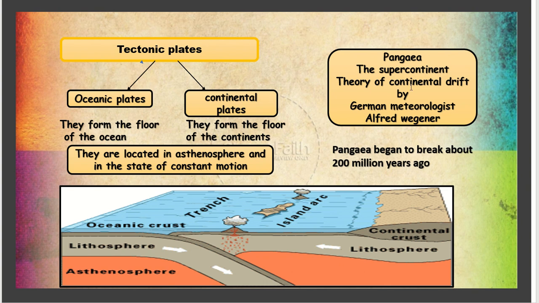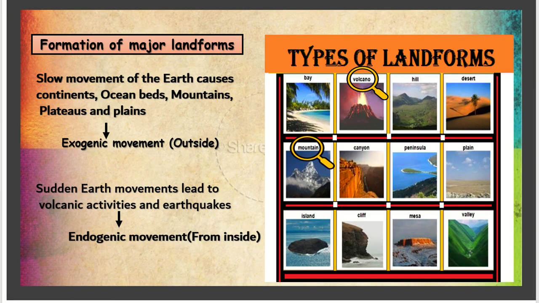Okay, now there is something called Pangea, the supercontinent theory of continental drift. It was written by German meteorologist Alfred Wegener. It is believed by him that Pangea began to break apart 200 million years ago. So here we learn there are two types of plates, oceanic plates and continental plates. Remember the difference.